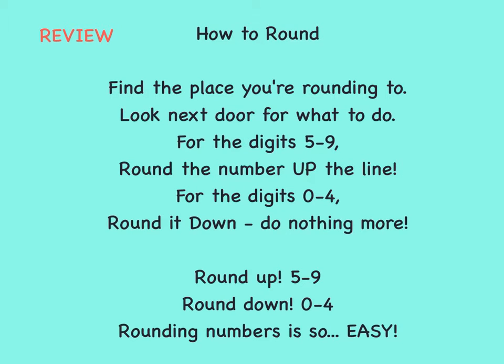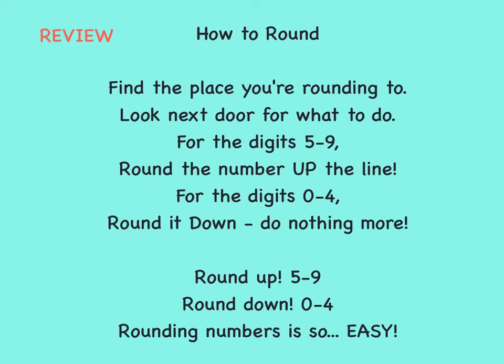Find the place you're rounding to. Look next door for what to do. For the digits 5 through 9, round the number up the line. For the digits 0 through 4, round it down, do nothing more. Round up 5 through 9, round down 0 through 4. Rounding numbers is so easy.